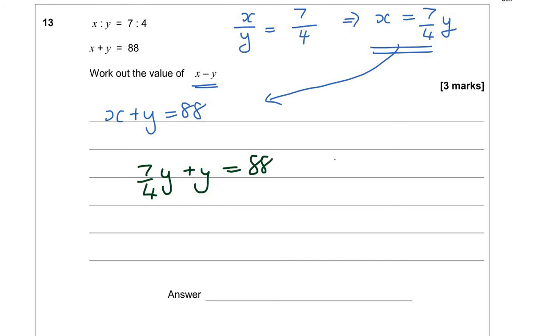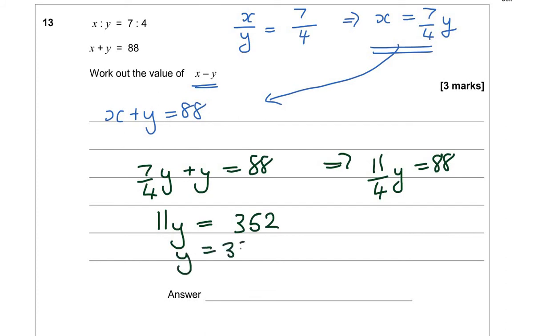Okay, now how can we simplify that? Well, 1y is the same as 4 over 4y, so this is 11 over 4y equals 88. Okay, and now we just need to simplify this. Well, we now know that 11y equals 88 times 4. And what's 88 times 4? So 352. Yep. And then y equals 352 divided by 11. And therefore y equals 32.